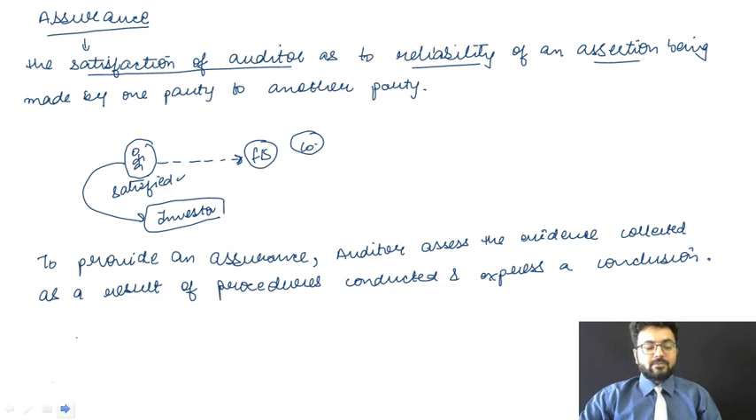Now, moving on to the next, the degree of satisfaction achieved is the level of assurance, which may be determined by the procedures which give you the attained results.